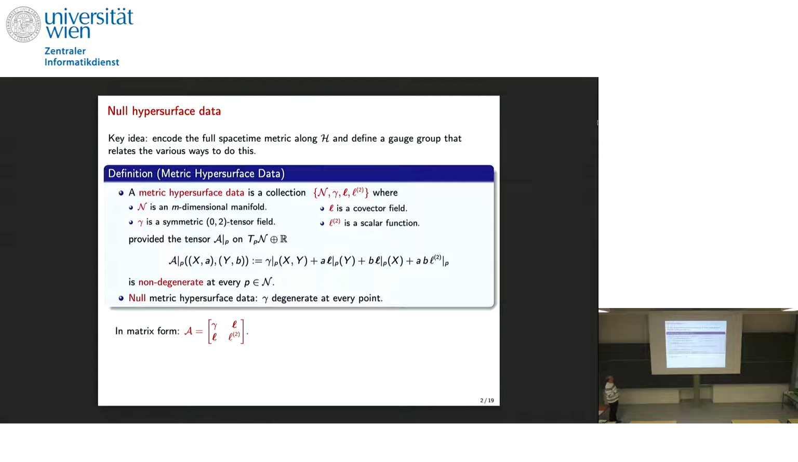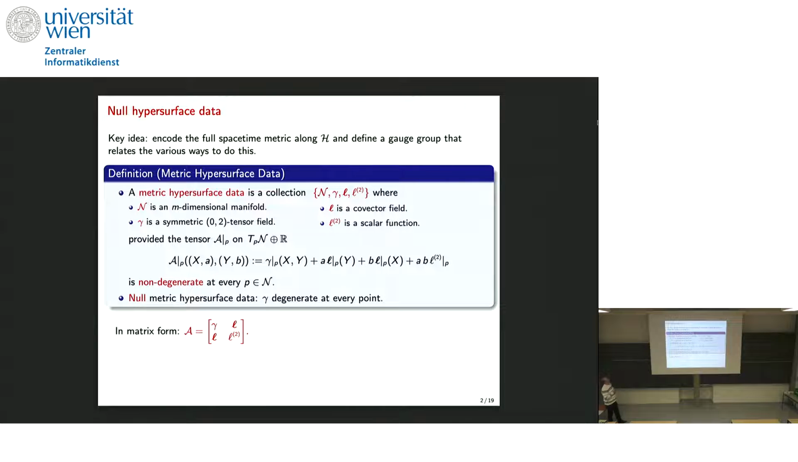So I will say that a metric hypersurface data is the following: it is a manifold, an n-dimensional manifold N, with a symmetric 0-2 tensor gamma, no conditions on it. It can be degenerate or non-degenerate, anything. And then there is also a covector ℓ and a scalar ℓ². So this four-tuple, this collection of four objects, is what I will be calling metric hypersurface data, provided the following happens.